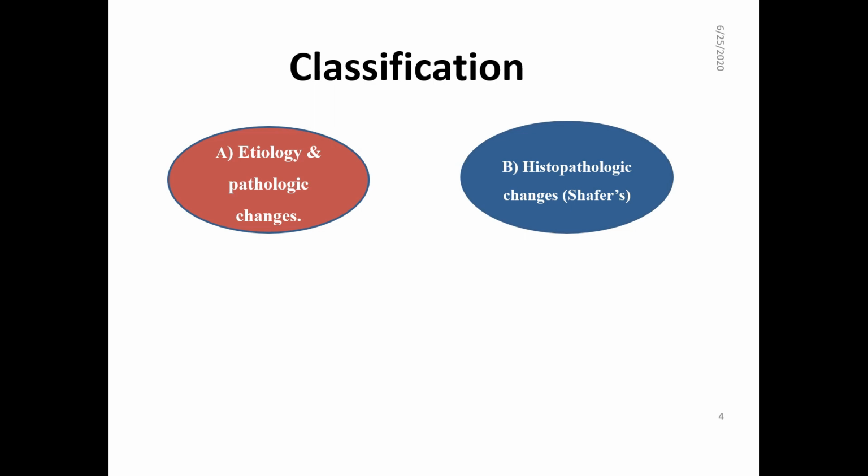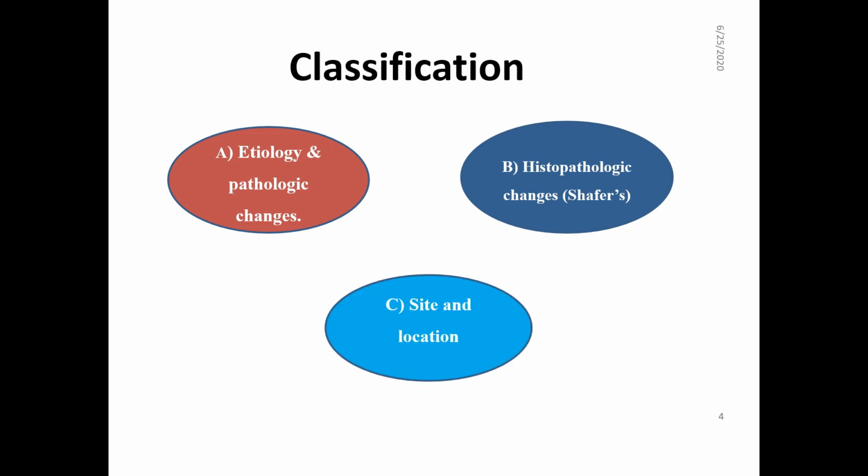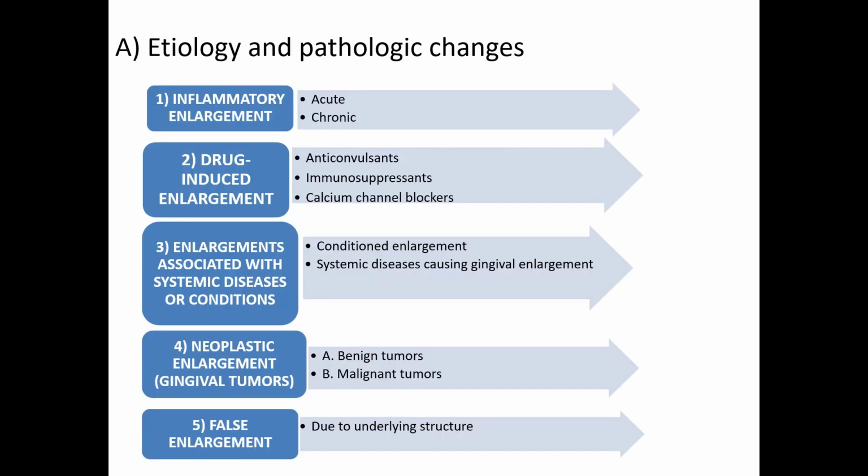Second is histopathological changes. And third is according to the site and location. So let's see first etiological and pathologic changes which result in the gingival enlargement. Now I again repeat, always go with the terminologies. So here inflammatory enlargement is given.